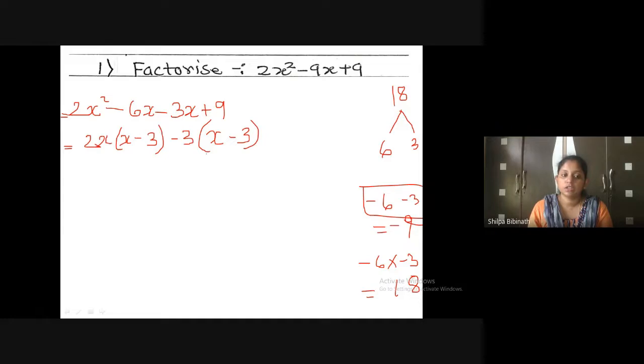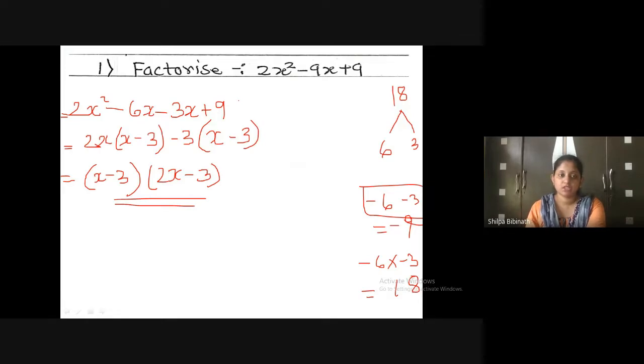So here now we can take something in common. What can be taken as common? X minus 3 as common. So x minus 3, and whatever is remaining will be in the other bracket, 2x minus 3. This is how you are going to solve. You are going to factorize an algebraic expression. Now we shall solve the next one.